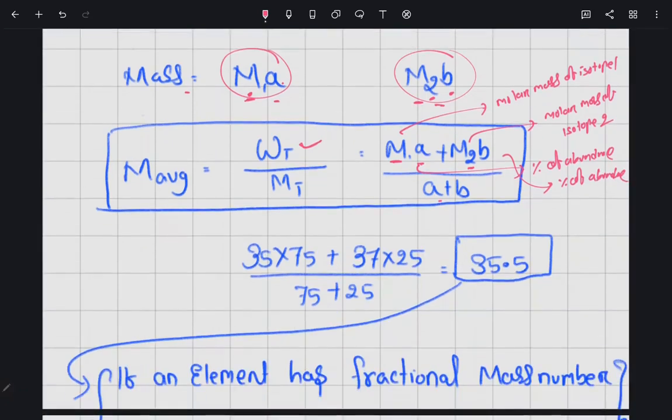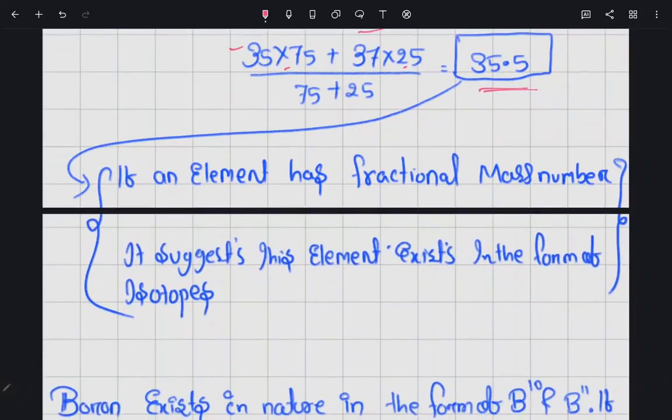Now let us put it in the formula. 35, 37, 75%, 25%: 35 into 75 plus 37 into 25 divided by 75 plus 25. What is the answer? You got 35.5. This is the reason we say chlorine's atomic mass is 35.5. So let us see what we got out of it.